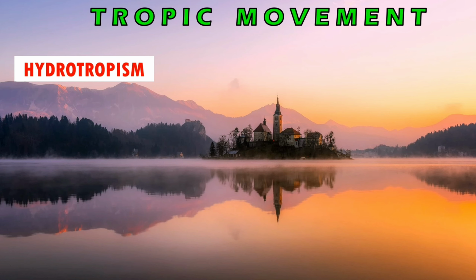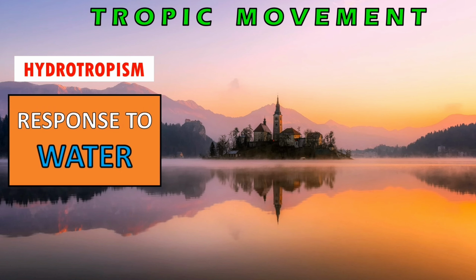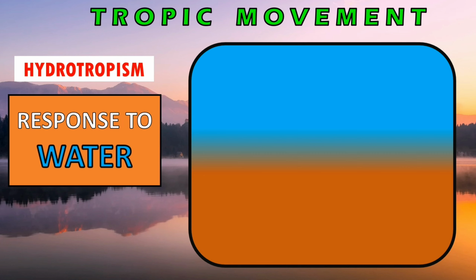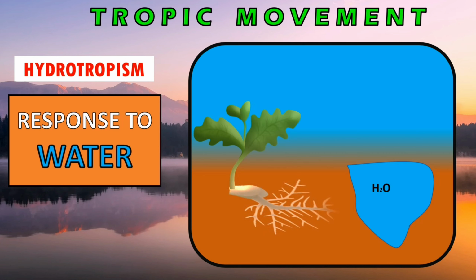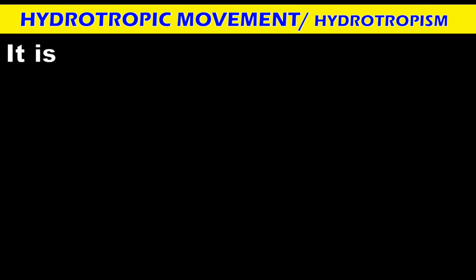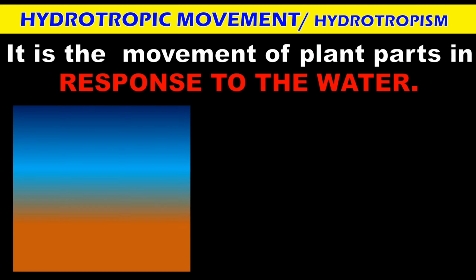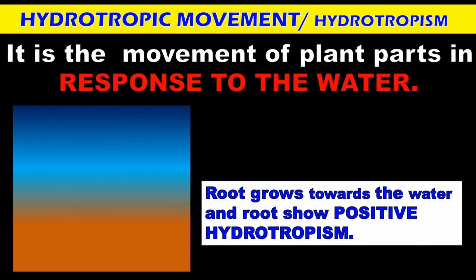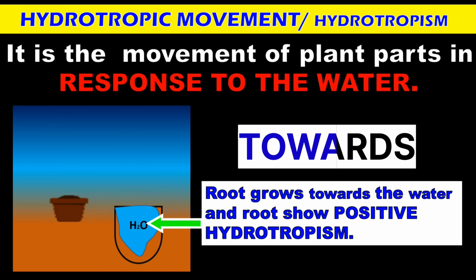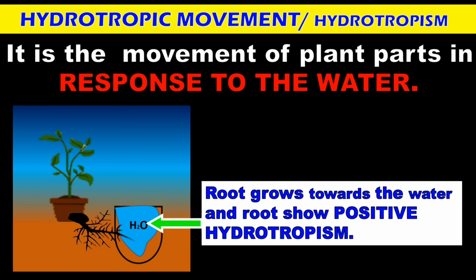The next kind of tropic movement is hydrotropism. In hydrotropism, the movement of plant parts occurs in response to water. Like for example, roots grow towards the water. Therefore, hydrotropic movement is the movement of plant parts in response to the water. For example, root grows towards the water and shows positive hydrotropism.